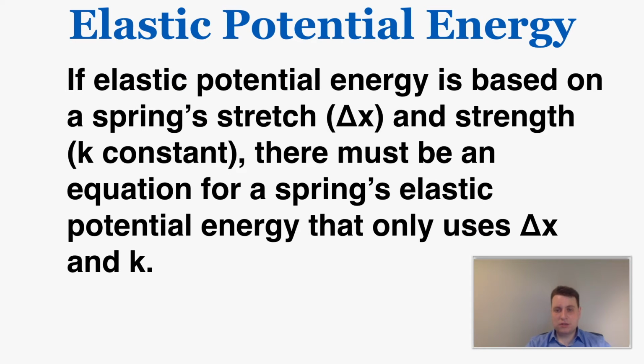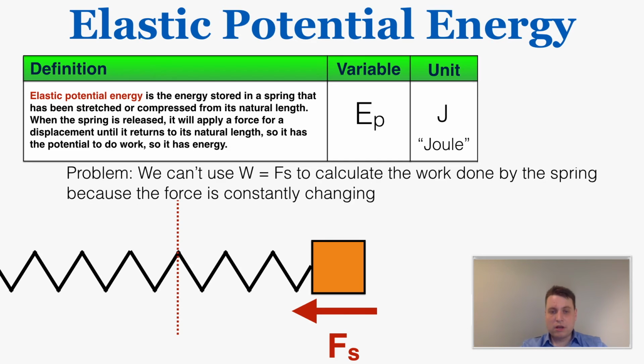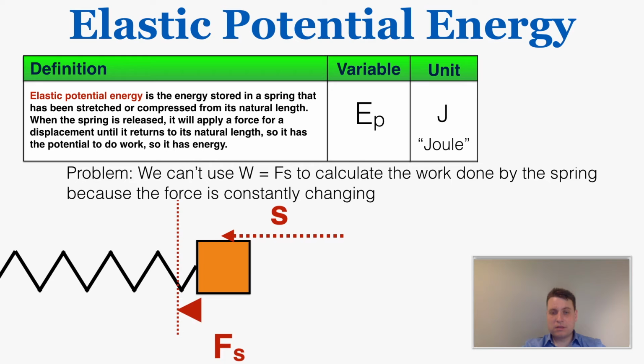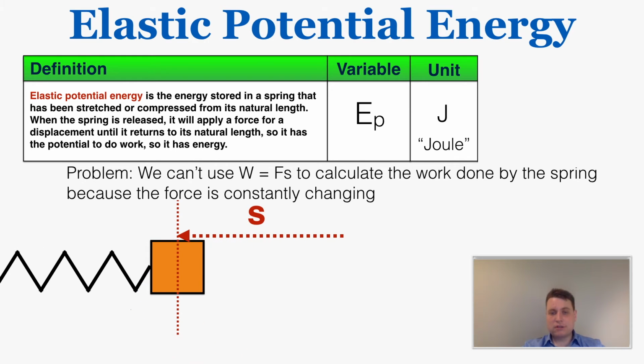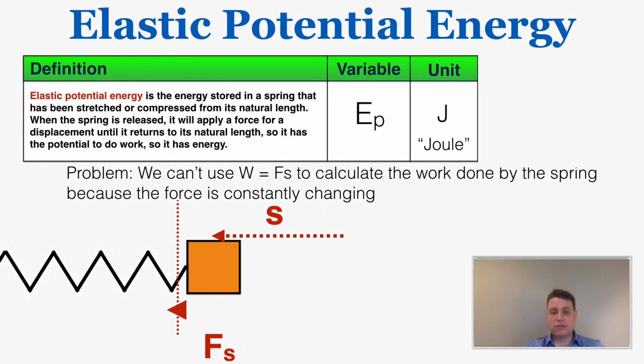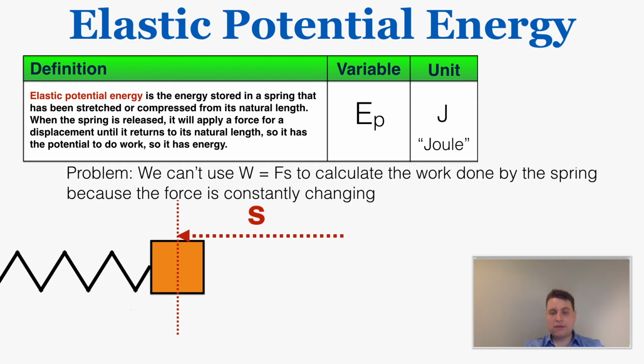So if elastic potential energy is based on a spring's stretch and strength, there must be an equation for a spring's elastic potential energy that only uses the stretch and the spring constant k. But we have a problem here. We can't use work is equal to force times displacement to calculate the work done by the spring, because the force is constantly changing here. The force isn't constant. The force is getting smaller and smaller until it gets back to the spring's natural rest point, and then it hits zero.